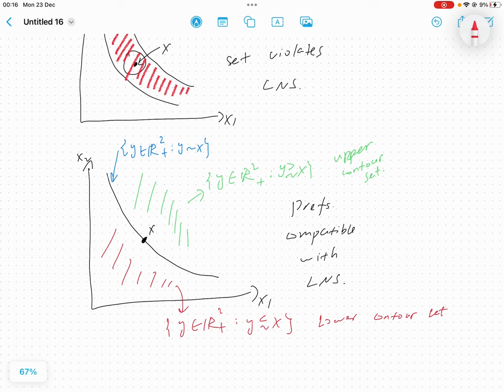So what is the upper contour set? That'll be all those green areas, those y's that are weakly preferred to x. Correspondingly, the red area will be the lower contour set, right? So those x are weakly preferred to those y's. So this will be the lower contour set correspondingly.